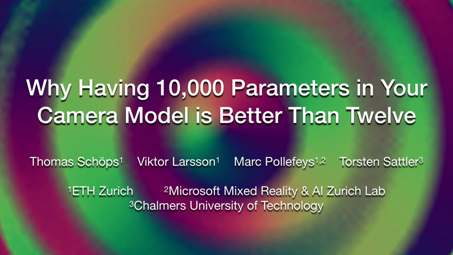My name is Thorsten Sattler, and this is joint work with Thomas Schöps, Viktor Larsson, and Marc Pollefeys on why having 10,000 parameters in a camera model is better than 12. In this work, we consider the problem of highly accurate camera calibration, which is an important prerequisite for 3D computer vision applications such as structure from motion and stereo.